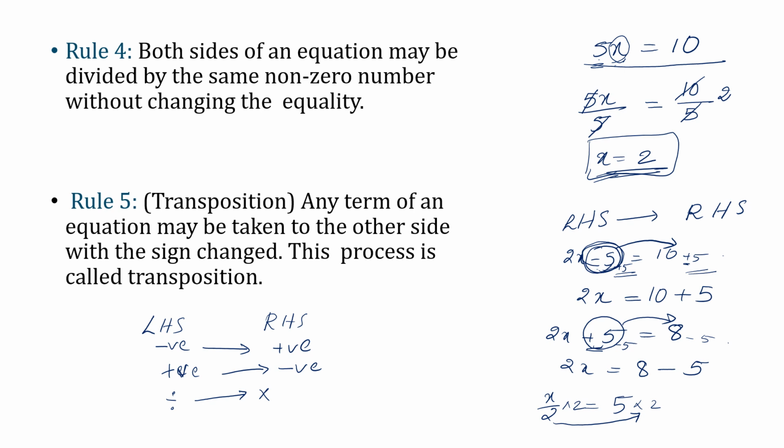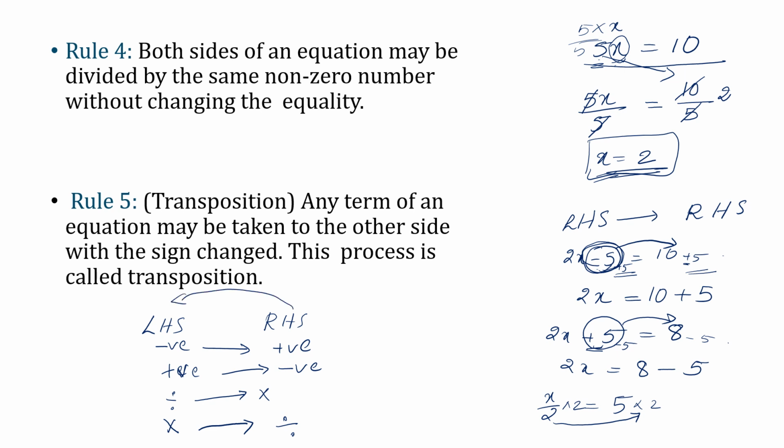Now here we can see 5x equal to 10. So 5 and x are connected with multiplication, 5 into x, right? Here what we have done, we have divided on both sides with 5. So I am taking this 5 from left hand side to the right hand side, so it will become division. Whatever is connected with multiplication on the left hand side, when I take it to the right hand side, it is going to become division.